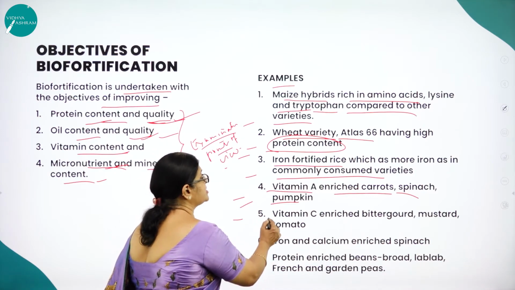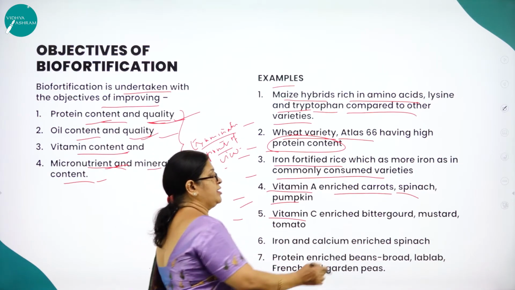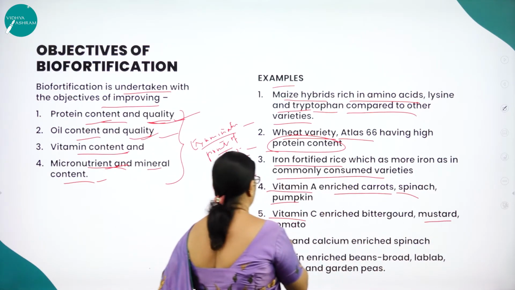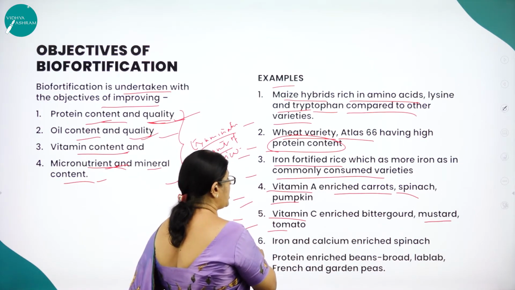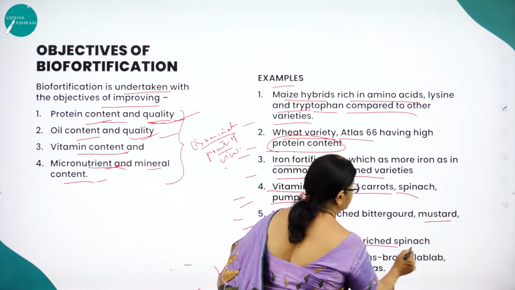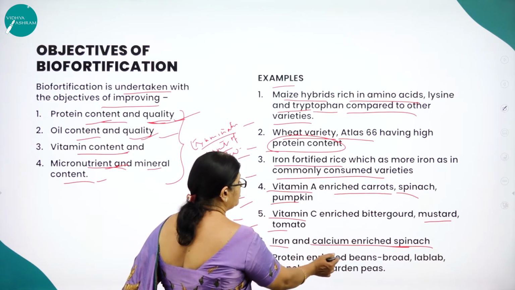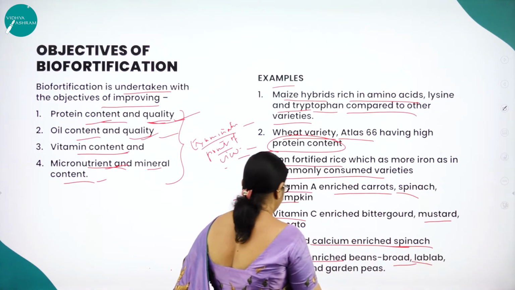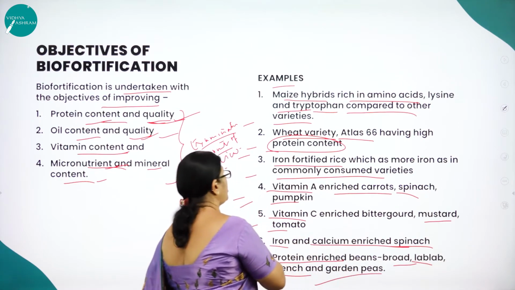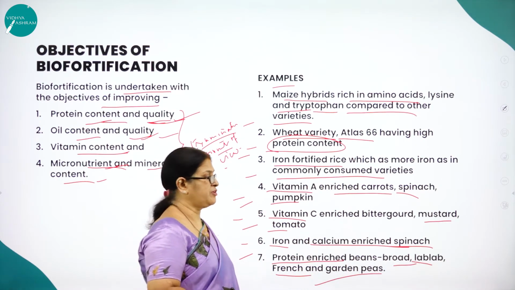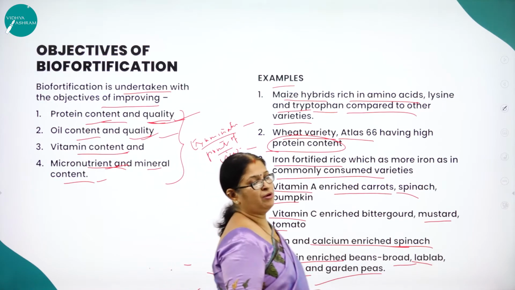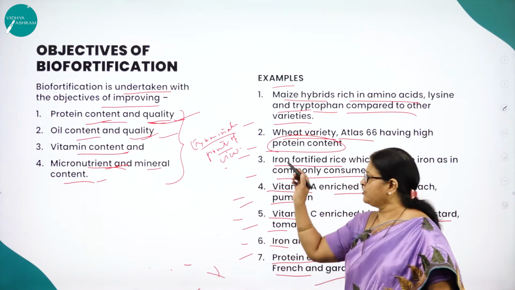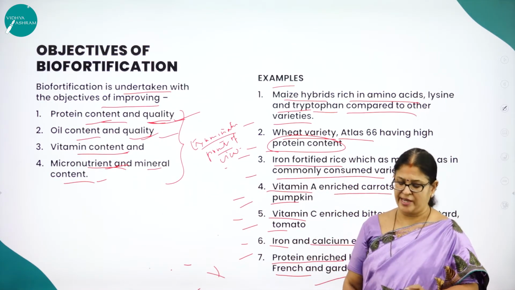Then vitamin C enriched bitter gourd, mustard and tomato. Then one more, iron and calcium enriched spinach. The other one is protein enriched beans, that is broad bean, lab, French and garden peas. All these are examples of biofortification, so try to remember all these very important examples.